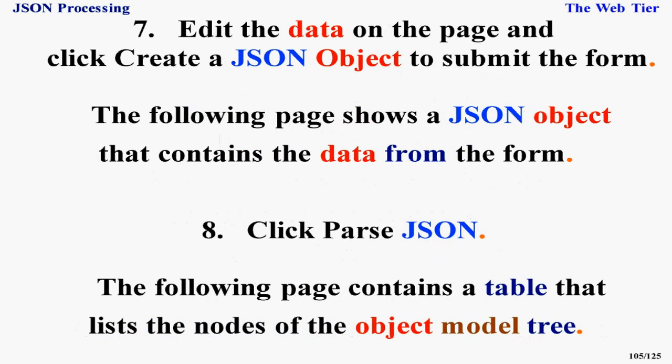7. Edit the data on the page and click Create a JSON object to submit the form. The following page shows the JSON object that contains the data from the form. 8. Click Parse JSON. The following page contains a table that lists the nodes of the object model tree.